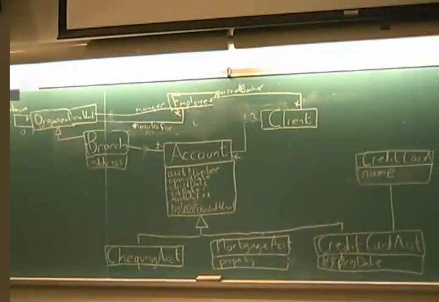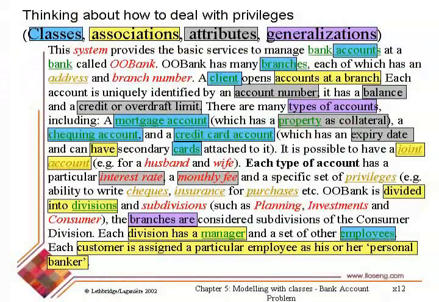Okay, each has an expiry date. It's possible to have a joint account. Each type of account has a particular interest rate, monthly fee, and set of privileges, such as the ability to write checks, insurance for purchases, etc. These privileges, we don't have any real notion of this, where to put the privileges is in here.